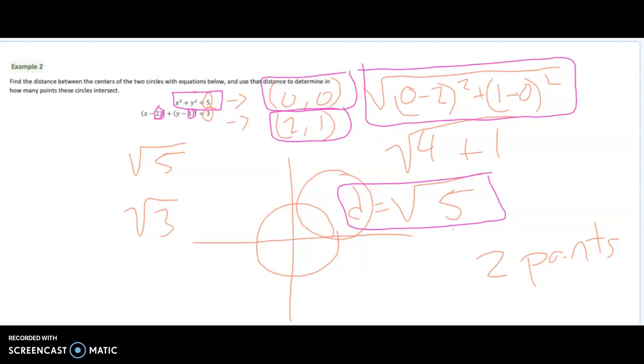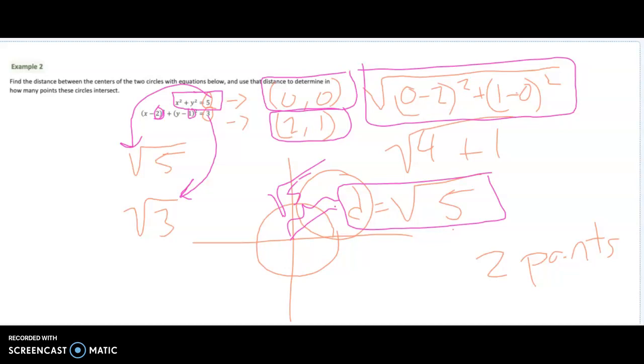Which means from here to here is the square root of 5. I'm getting in trouble with that. Okay? Then I'm going to look at this, and I know that my radius is the square root of 5, and here it is the square root of 3.